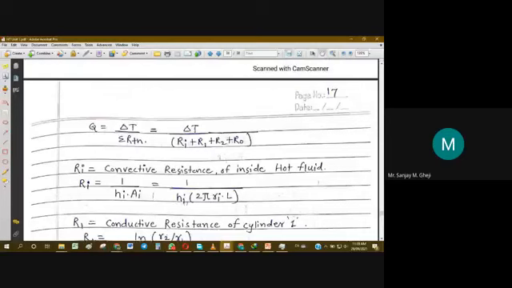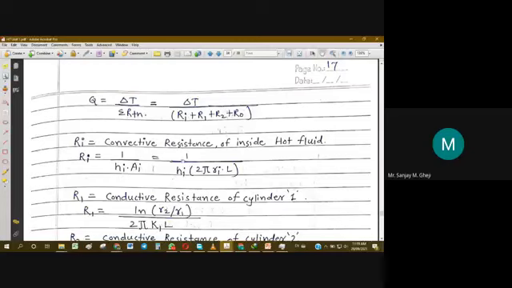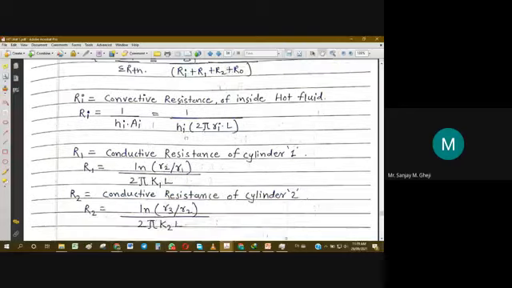Since it is the inner radius, the inner area will be 2 pi Ri into L. As the radius increases from inner to outer, the area is going to increase for every layer as we move from inside to outside. So the convective resistance Ri equals 1 upon hi into 2 pi Ri into L.